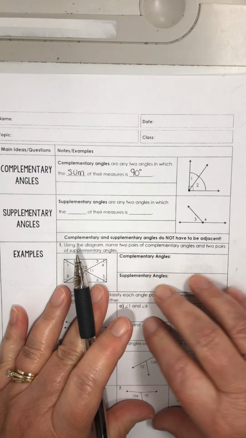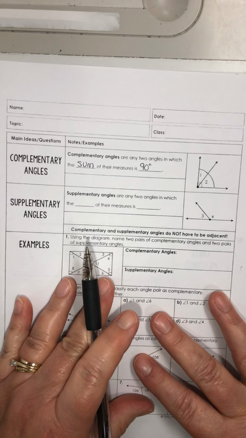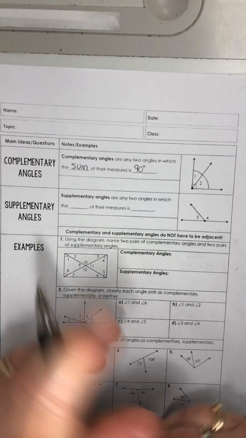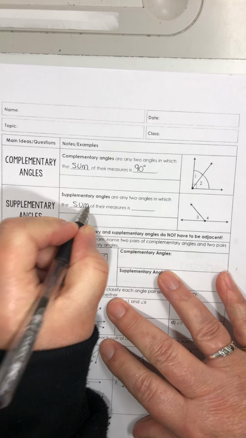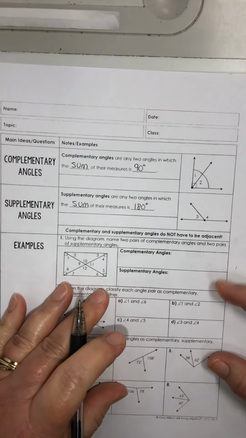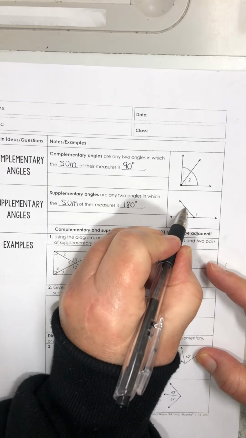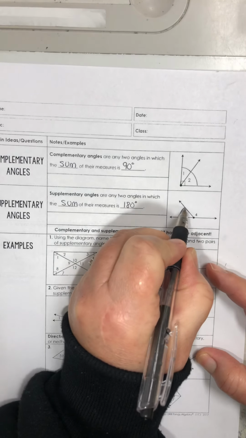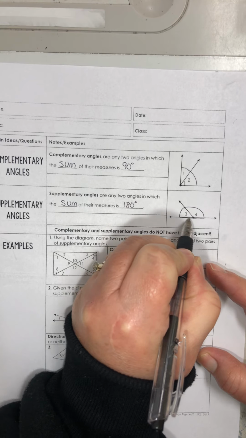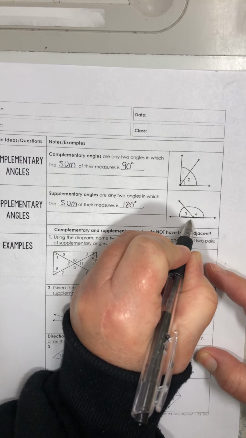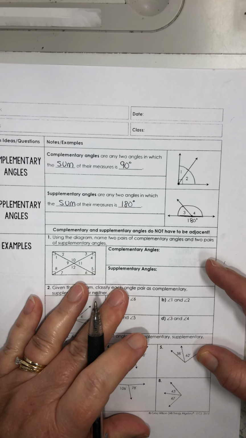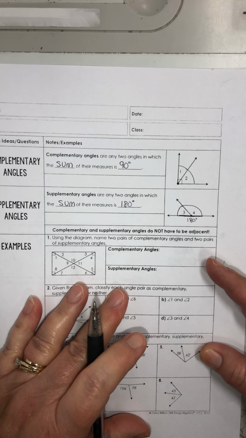The second type are called supplementary angles, and these are any two angles in which the sum, again, we're going to add them together, sum of their measures is 180 degrees. And so in the picture, we have angle 3 here, and if we add to it angle 4, and see down here we have this line that it's creating, and so that's the 180 degrees. And so these two are said to have a relationship that is supplementary.